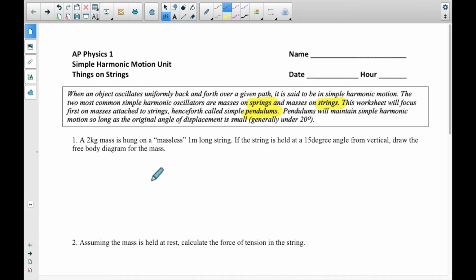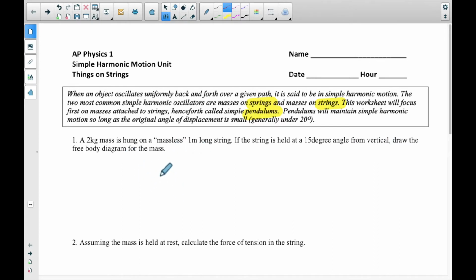What we're going to do in this lesson is start out by doing a little bit of review of some of the concepts that we've done along the way and how those play out in pendulums. First of all, it says a 2 kilogram mass is hung on a massless 1 meter long string. If the string is held at a 15-degree angle from the vertical, draw the free body diagram for the mass.